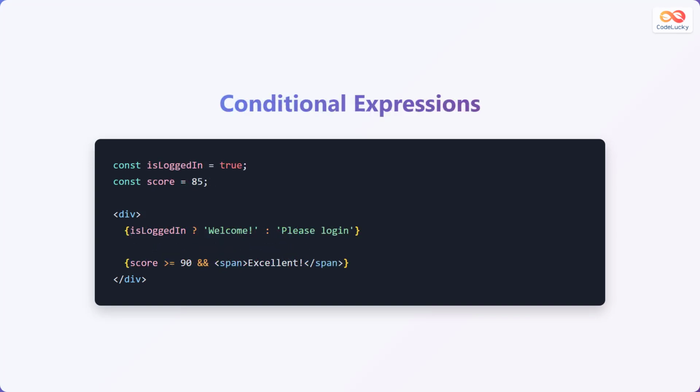We can also use conditional expressions inside JSX. First, we declare isLoggedIn and assign a Boolean value true. Then we declare score and assign the number 85. Inside the div tag, we have a ternary operator that checks whether isLoggedIn is true or false. Based on that, it either prints welcome or please log in. In the second line, we are checking if score is greater than or equal to 90. If it is, then the span tag containing excellent will be shown.